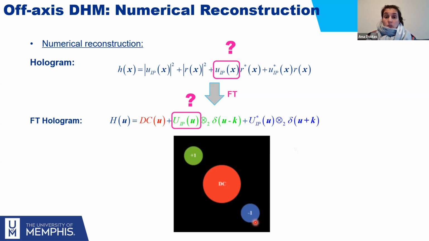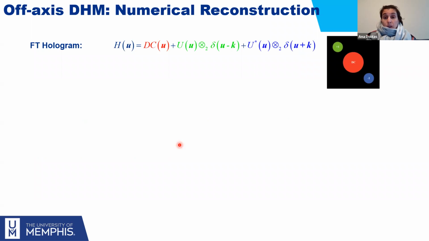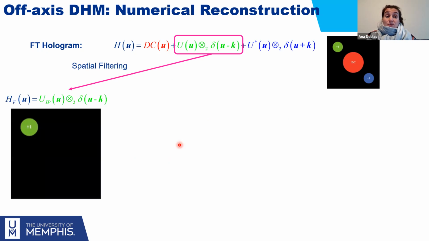So how are we going to reconstruct? Because what we want to get is the complex amplitude information of the object. And we cannot do it in the space domain, but in the Fourier domain, we know that it's going to be this term. So how are we going to do it? That's easy. It gets placed in a different position, so we can filter it out.